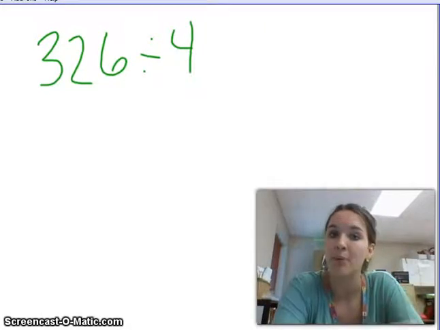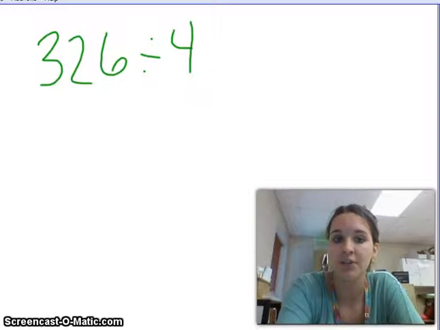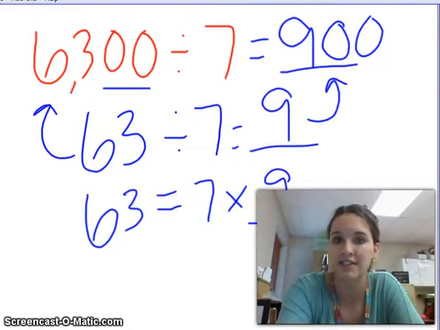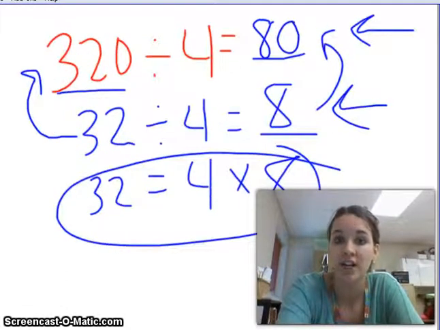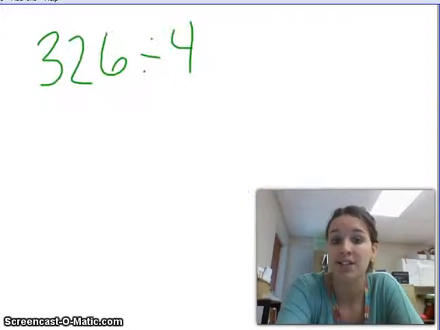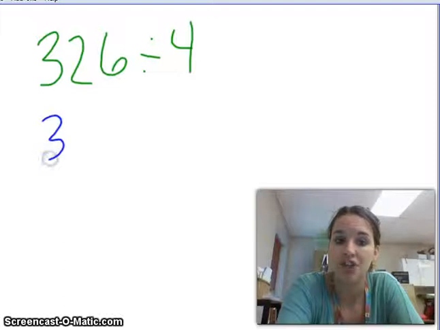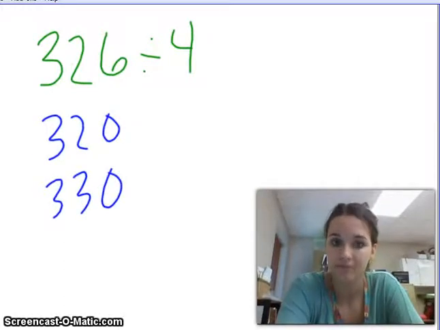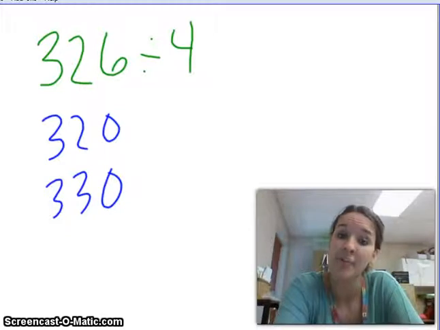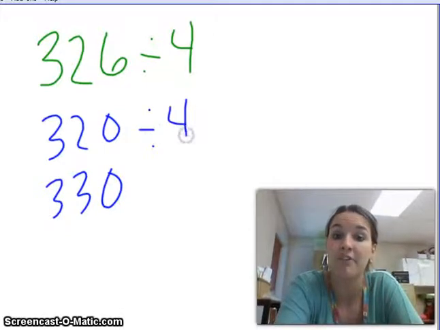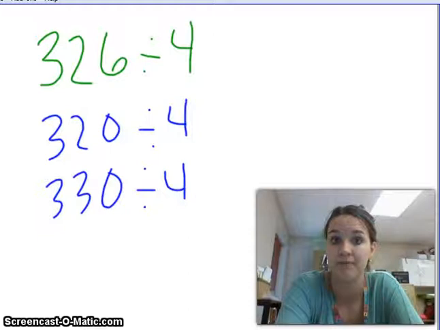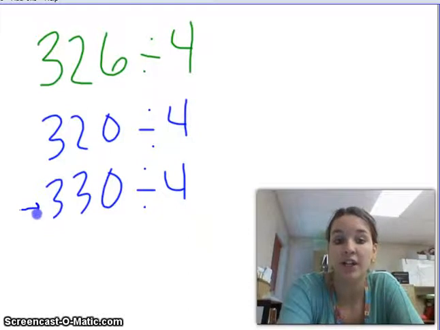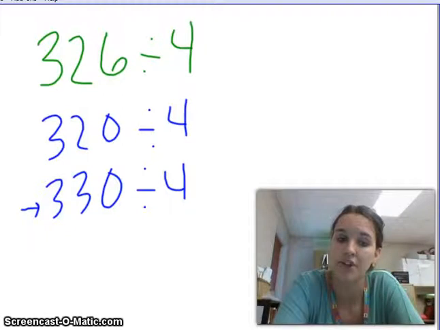Now, I don't know that, but to make it easier, notice that on the past two problems we did, 6,300 and 320, they were all multiples of 10. I'm going to do some rounding here to get myself to a multiple of 10. So I'm going to look at two options, 320 and 330, because those are both multiples of 10, and I'm going to see if I could divide either one of those by 4 easily. If I were to round 326 to the nearest 10, it would be 330, so I'll look at that one first.